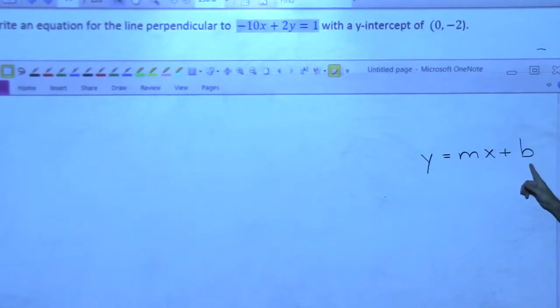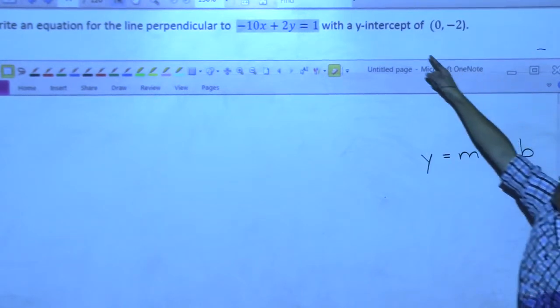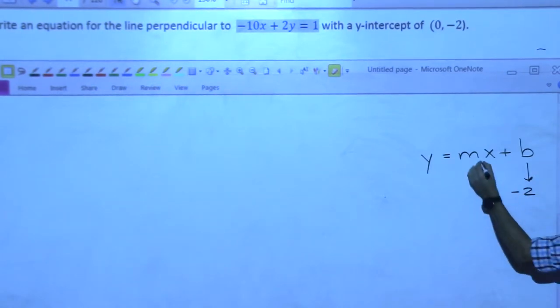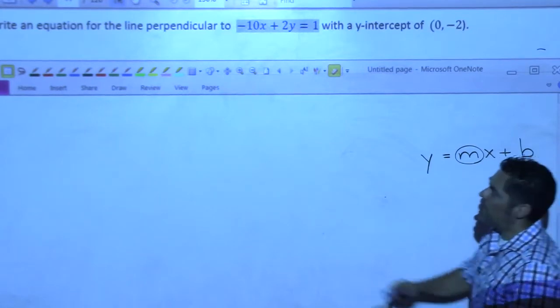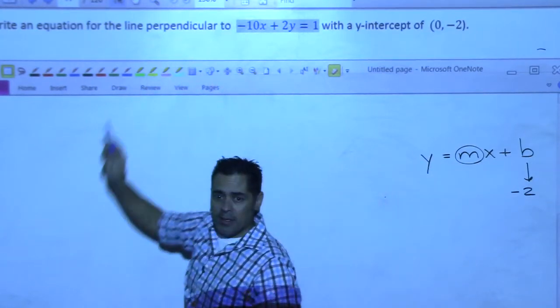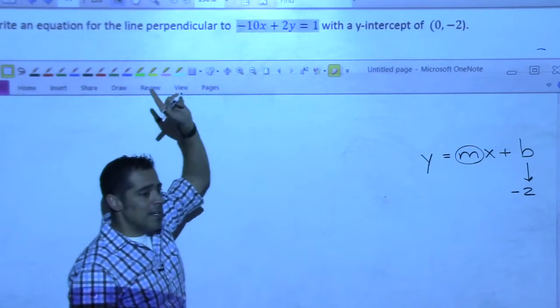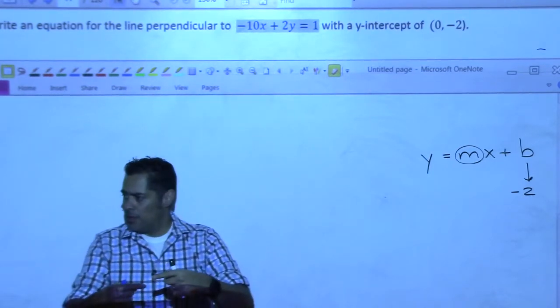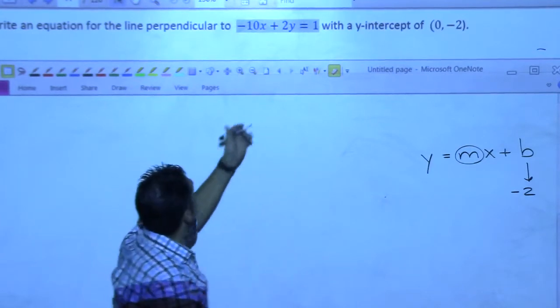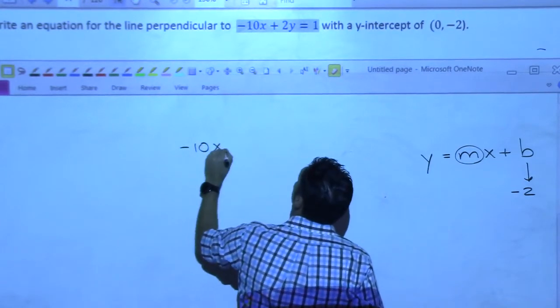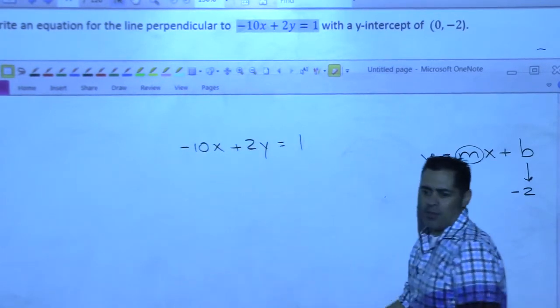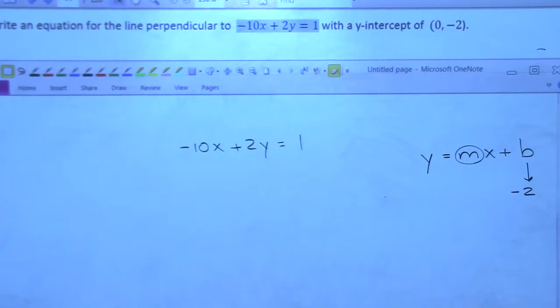Okay, right off the bat, we know that. B is -2 because they told us the y-intercept is this, right? So right now, I know that this is going to be -2. The only other thing for me to figure out is what's m. But we're supposed to be perpendicular, right, to that line, which means we need to find the slope of that line and then find its negative reciprocal. And that will be the slope of our line. Well, we have to make sure that the line they gave us is in slope-intercept form. Right now it's not. We have to solve for y.